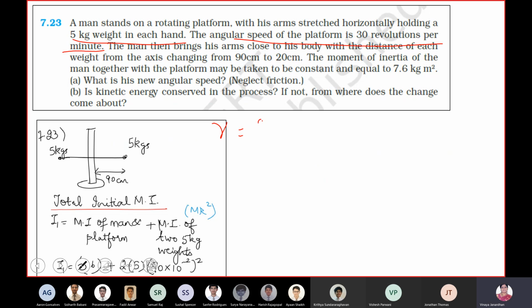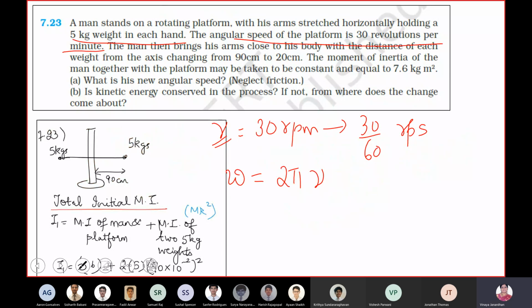Then it is 30 RPM. You have to convert it to RPS. So 30 by 60 rotations per second. Then you have to go for angular speed. It is 2 pi nu. This is angular frequency, the number of times you rotate per second.